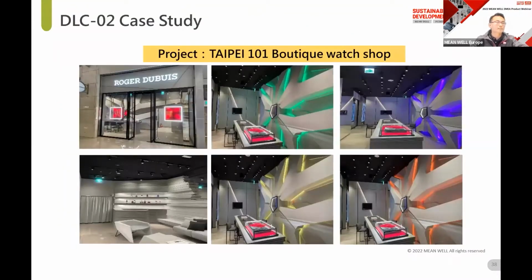This is a real project in Taiwan. DLC02 is used to control the luminaire for a watch shop. I heard that this watch is quite expensive, handmade, and very luxurious. The shop wall is designed as a radial strap, the same shape as the watch panel. In this project, the customer required the LED light color on the wall to be changeable with different RGB colors. Therefore, DLC with a DT8 function is the ideal DALI controller to make this happen.